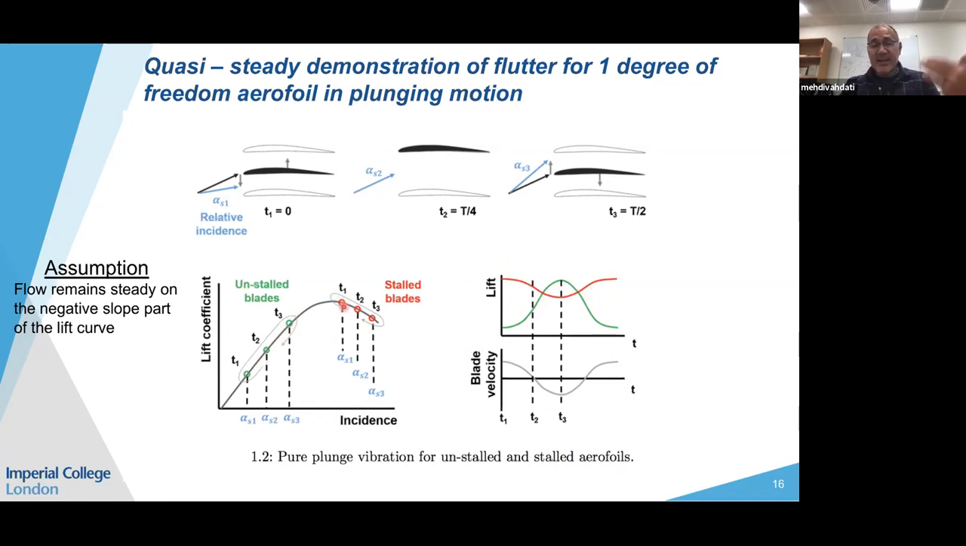However, you can see the opposite case happens due to lift decreasing as angle of attack increases in the stalled part, and the lift becomes in phase with the motion of the blade. So in this case, the flow can become unstable. Obviously, as I said, this is just for demonstration purposes.